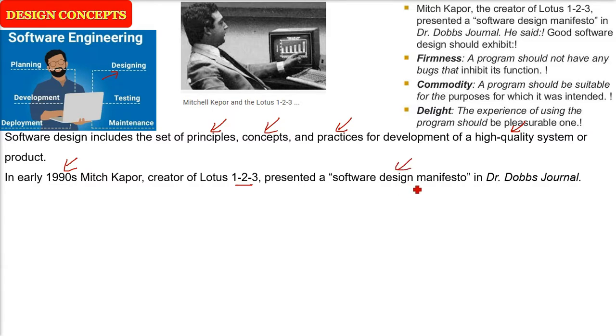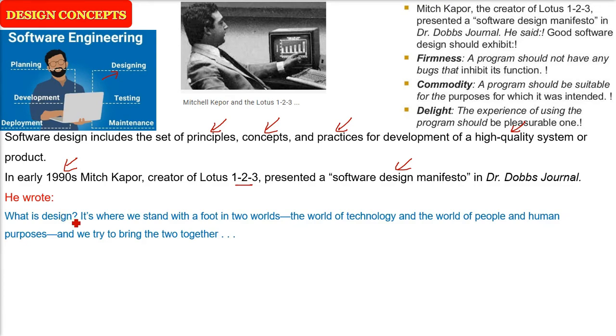So what does this Software Design Manifesto consist of? He combined various things. He wrote, what is a design? He said there are two worlds. One is the world of technology, what we have, the technological advancement, and the other is the human world. What do humans want, what is their purpose? So software design is all about combining these two worlds together.